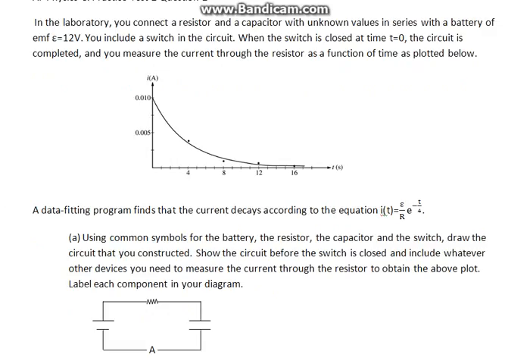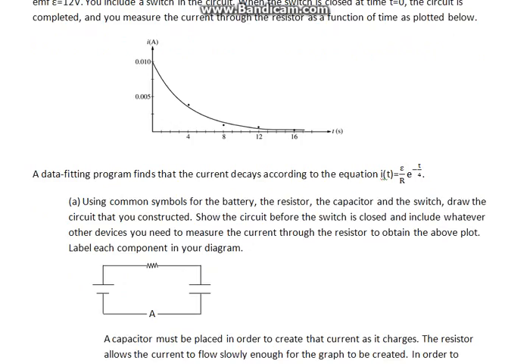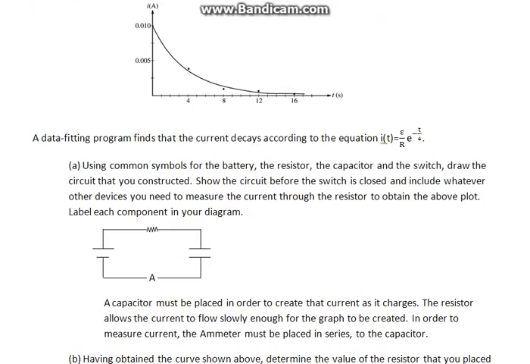A data fitting program finds that the current decays according to the equation I of t equals epsilon over R times e to the negative t over 4. Using common symbols for the battery, the resistor, the capacitor, and the switch, draw the circuit you have constructed. Show the circuit before the switch is closed, and include whatever other devices you need to measure the current through the resistor to obtain the above plot. Label each component in your diagram.